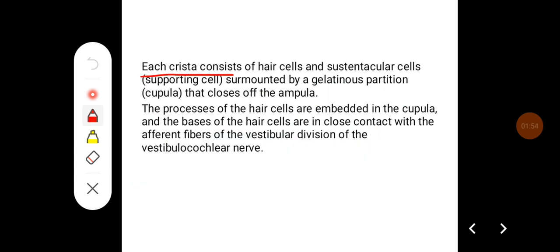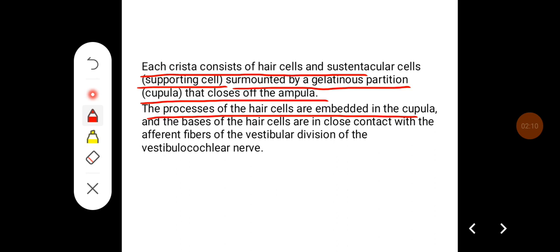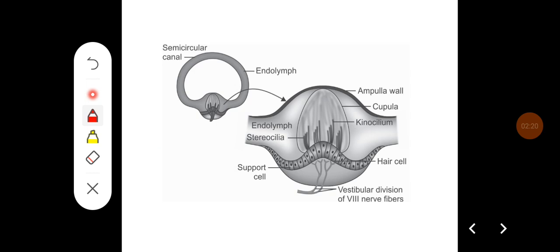And each crista consists of hair cells and sustentacular cells, which are also called as supporting cells, surrounded by gelatinous partition that closes off the ampulla, and that gelatinous partition is called as cupula. The processes of hair cells are embedded in the cupula, and the bases of hair cells are in close contact with the afferent fibers of the vestibular division of the vestibulocochlear nerve.